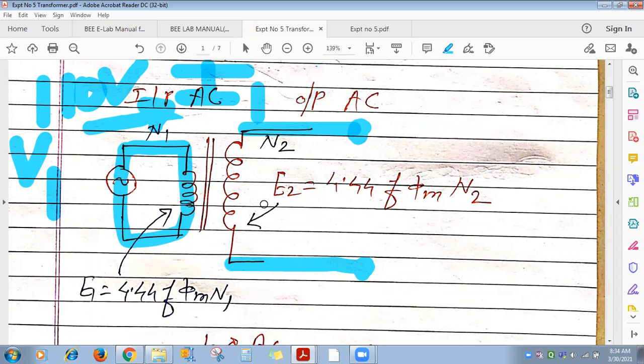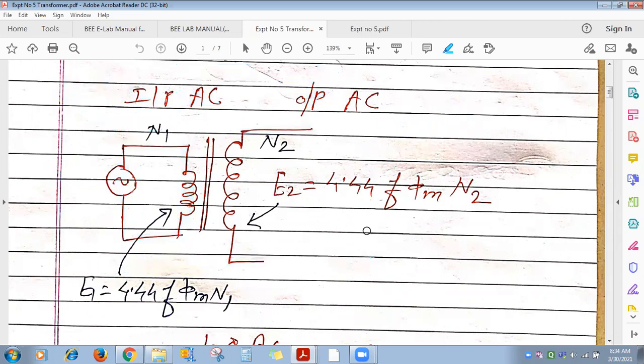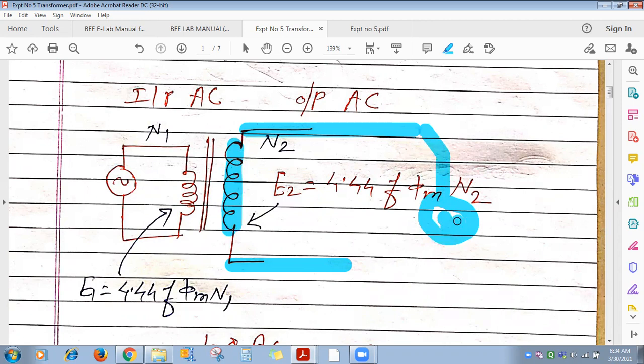Now can you tell me, out of E2 and E1, which is the mutually induced EMF? E2. Correct. E2 is the mutually induced EMF, and which one is the self-induced EMF? E1. Okay. So now see here, EMF is induced in the secondary. If I connect a voltmeter over here, it will give you approximately 220 volt.